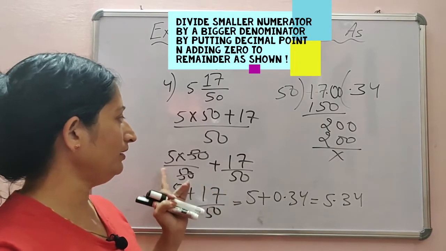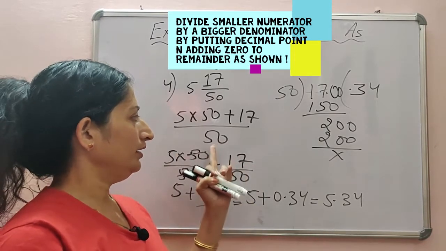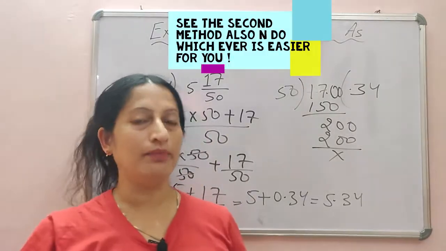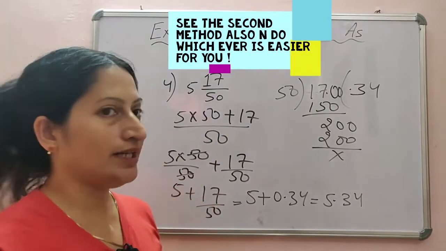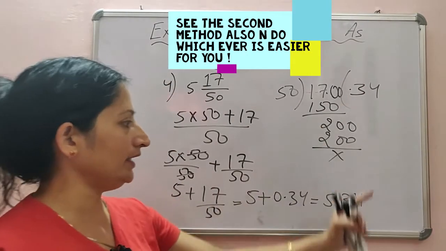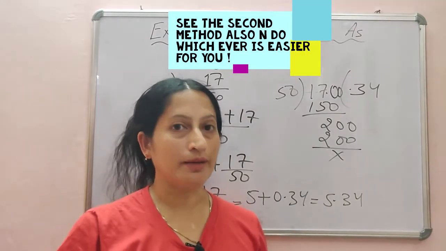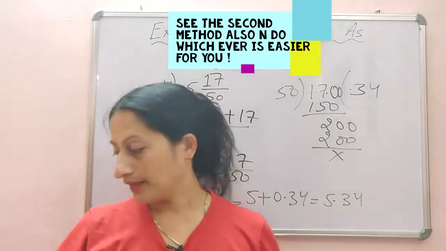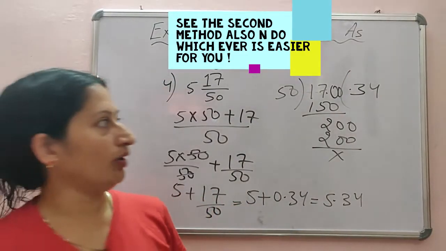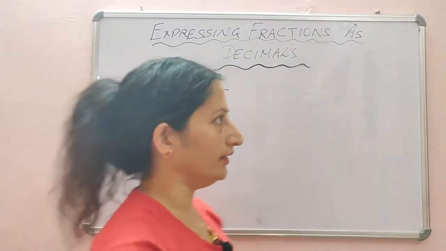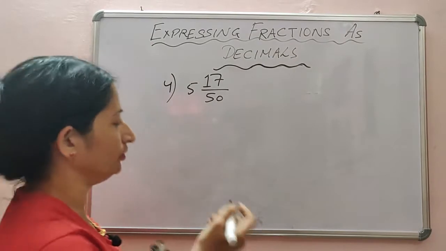There is another method. If I would not have distributed this 50 into these two parts, then it would have become a little bit lengthier. But I'll show you that also. But this is an easy method. You can do this so that you can complete your question faster. As promised, you can do this question in another manner also, so let me show you that.